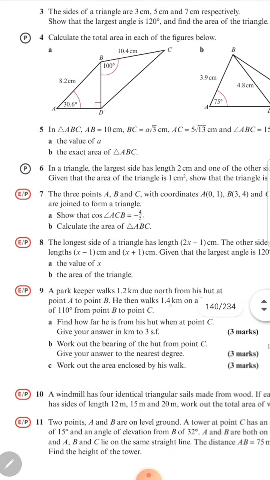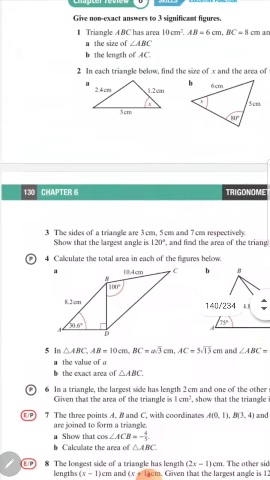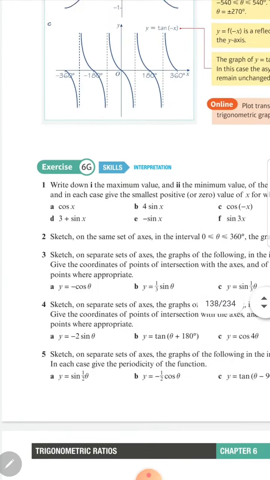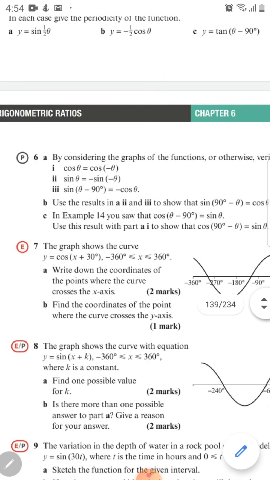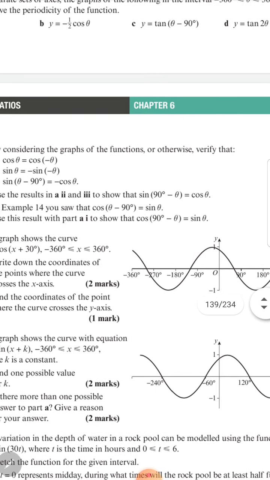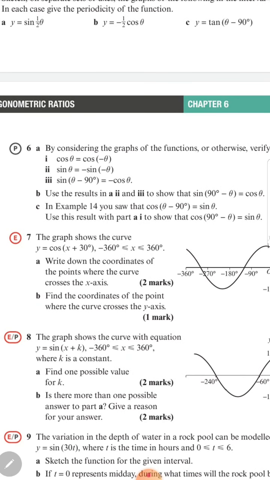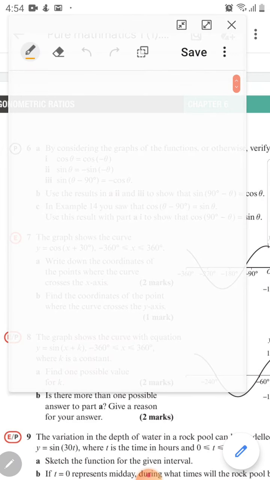Here it comes, exercise 6G, question number 6, part 1. By considering the graph of the function or otherwise, verify that cos of theta equals cos of minus theta. So by graph or any other method, as it is mentioned in the question.